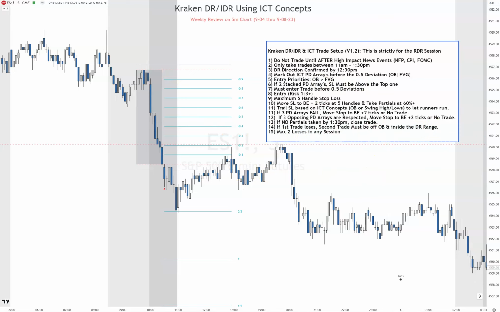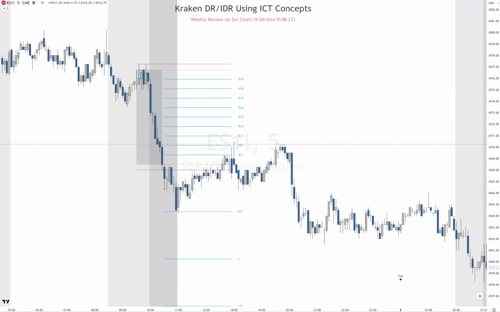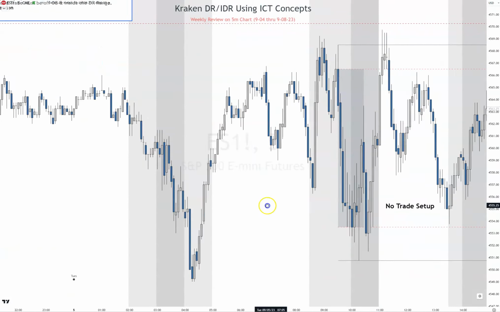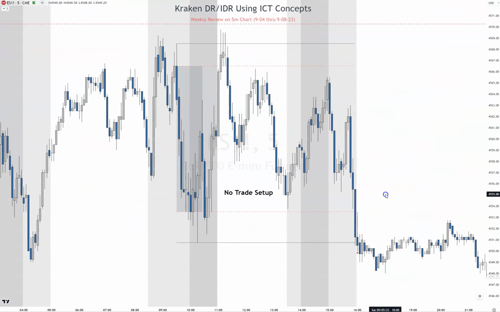Now, let's put all the markings on the chart here. This is Monday, September 4th. It's Labor Day, so there's no trade setup. It's a US holiday. Okay, so that was Monday. Here's Tuesday, no trade setup.